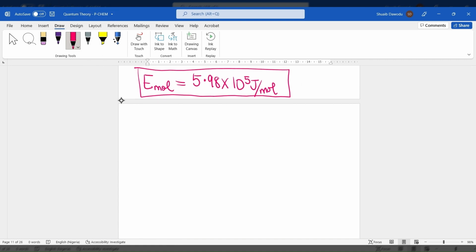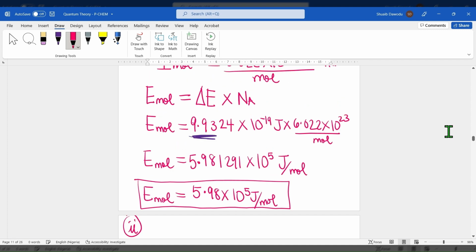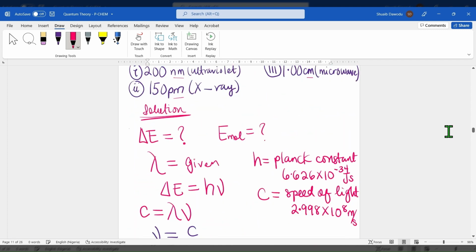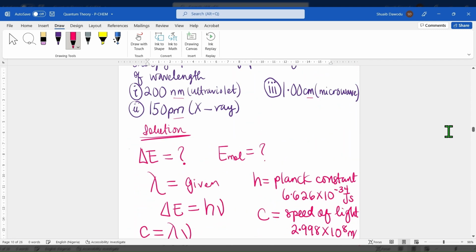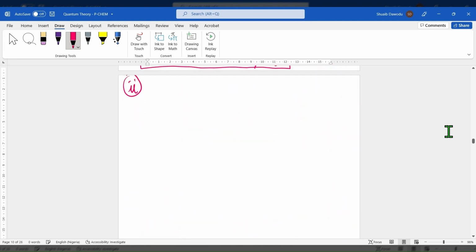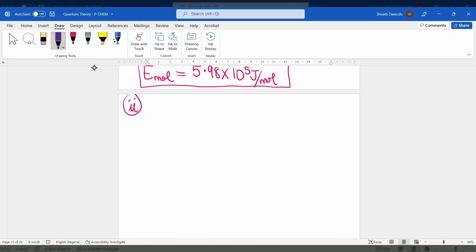Now we have the second one. So if we go back to the question, we have a second wavelength to solve for. We've successfully done the first wavelength. Now we're going to the second. We have the second one, 150 picometer X-ray. So next one is 150 picometer X-ray.